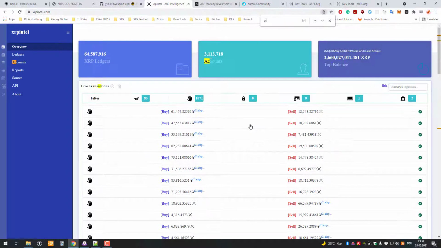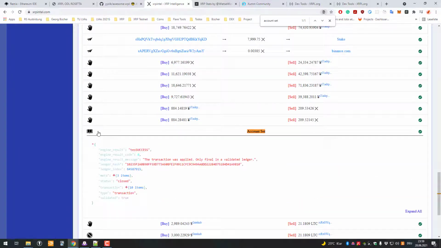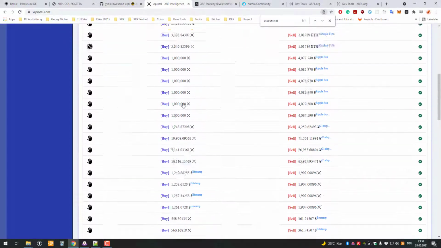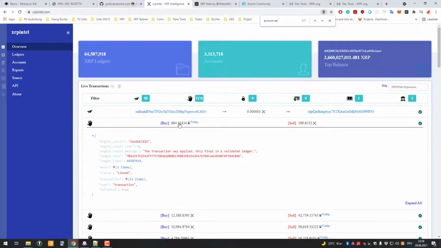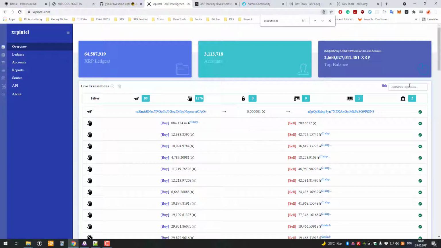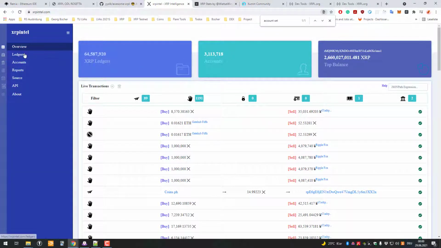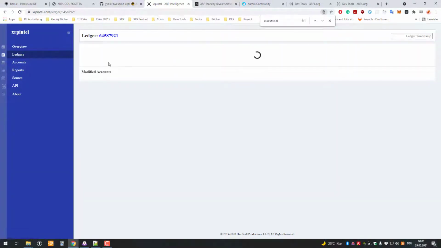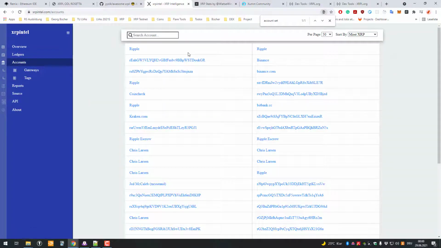So we can also check that out. I'm just going to quickly open it here. What did this person do here? And then you can inspect the JSON. As you can see, there's a JSON response, and you can also translate that. So let's see what else is here. We can see the ledgers which have been closed, or we can also check out the accounts.